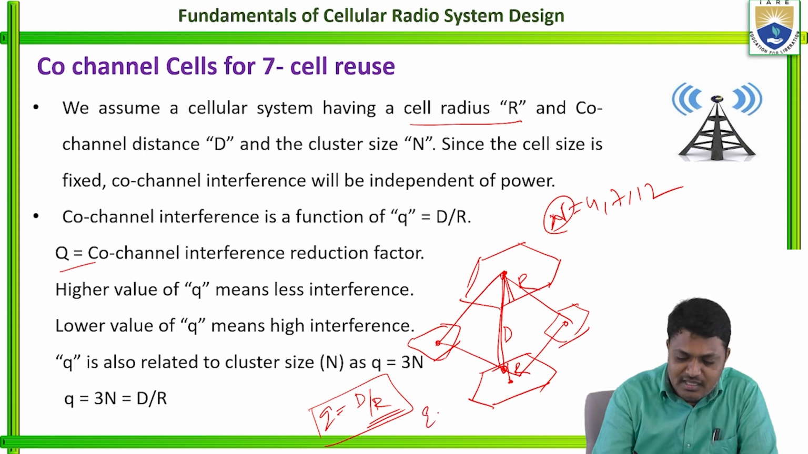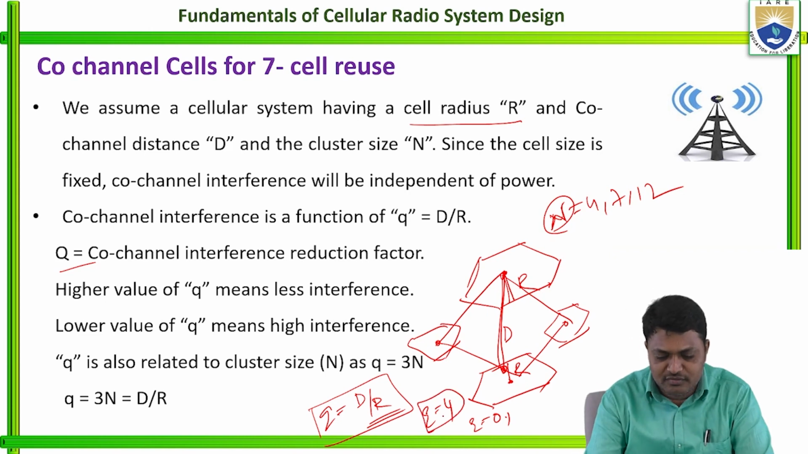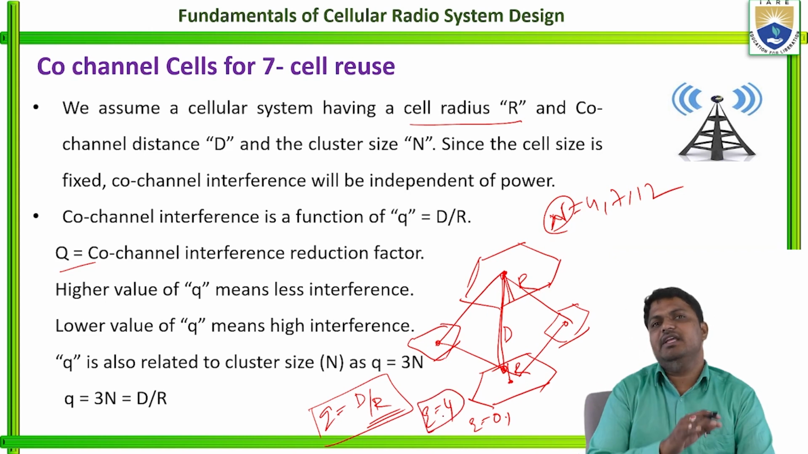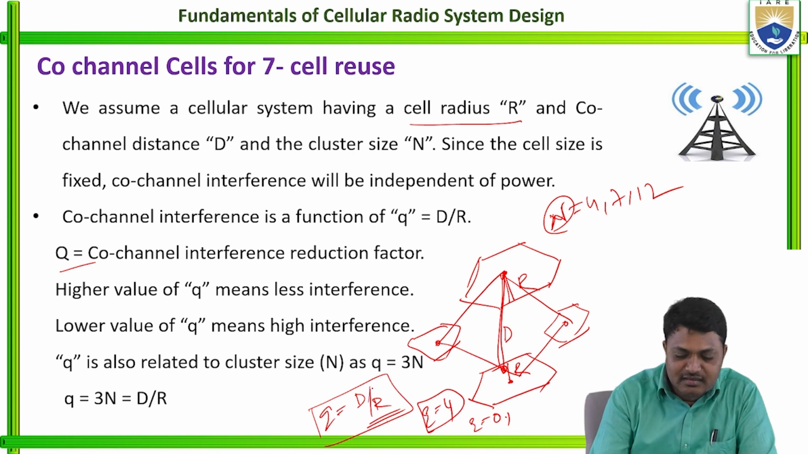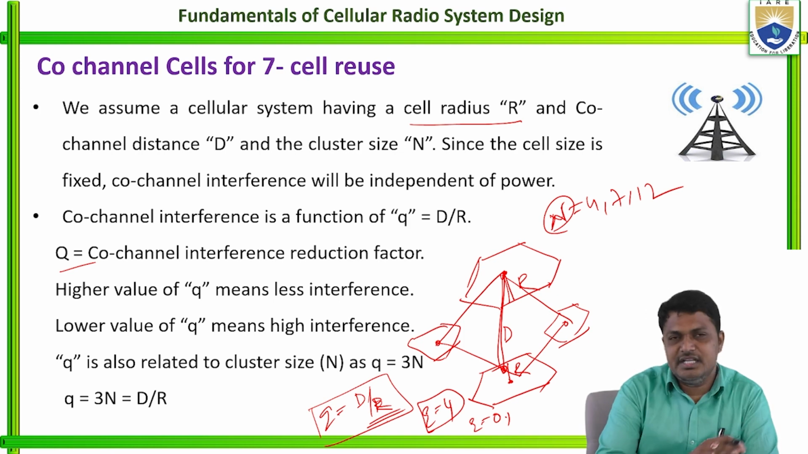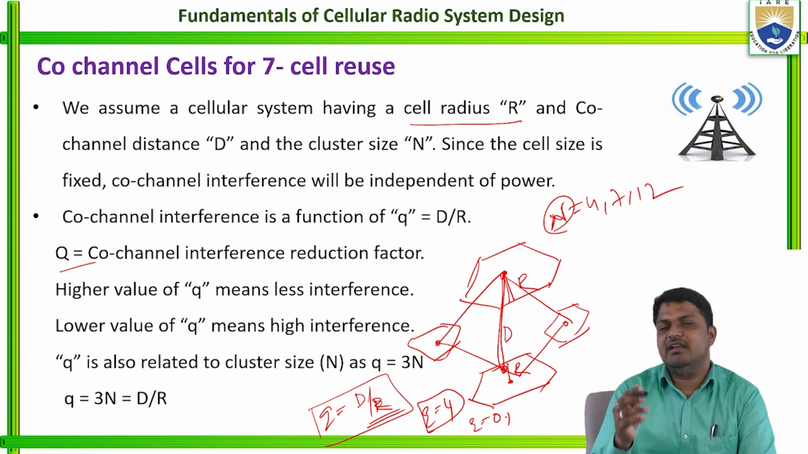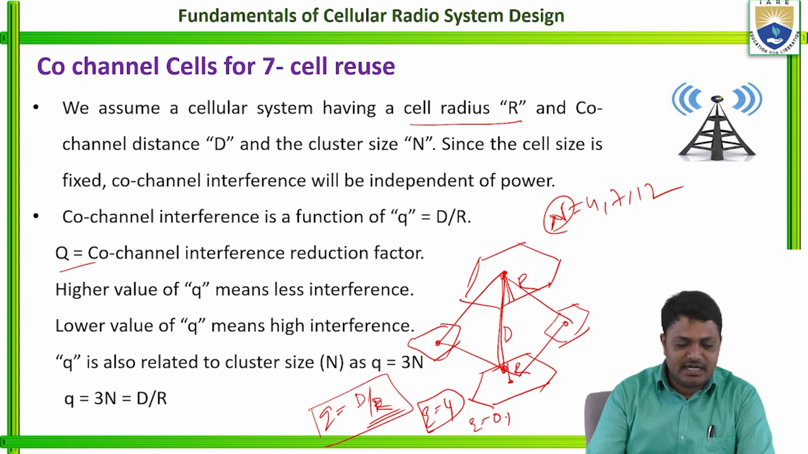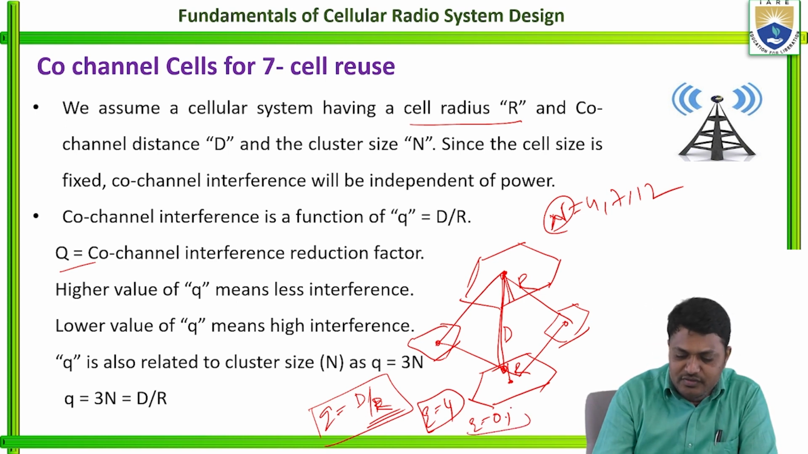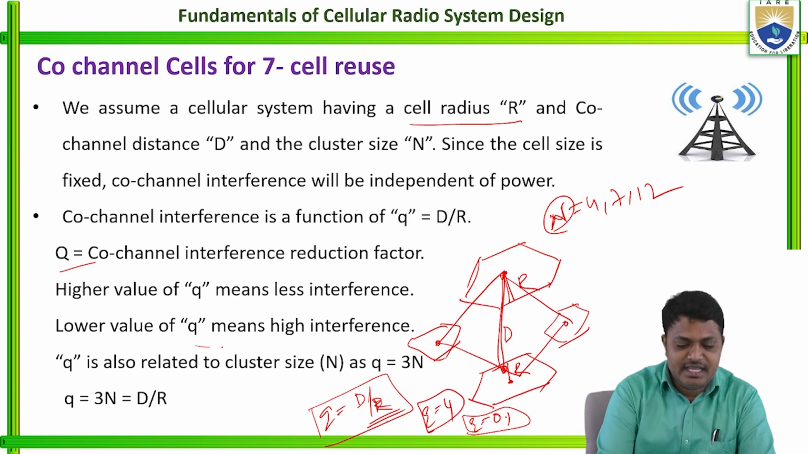For example, I am taking q equal to 4 and q equal to 0.1. The higher value, q equal to 4, means less interference will occur. Then automatically the distance by r. So the radius value r must be smaller relative to the distance between the cells. Only then can we get a higher value of the co-channel interference reduction factor. If the q value is less, then there is high interference. The low value of q means high interference.